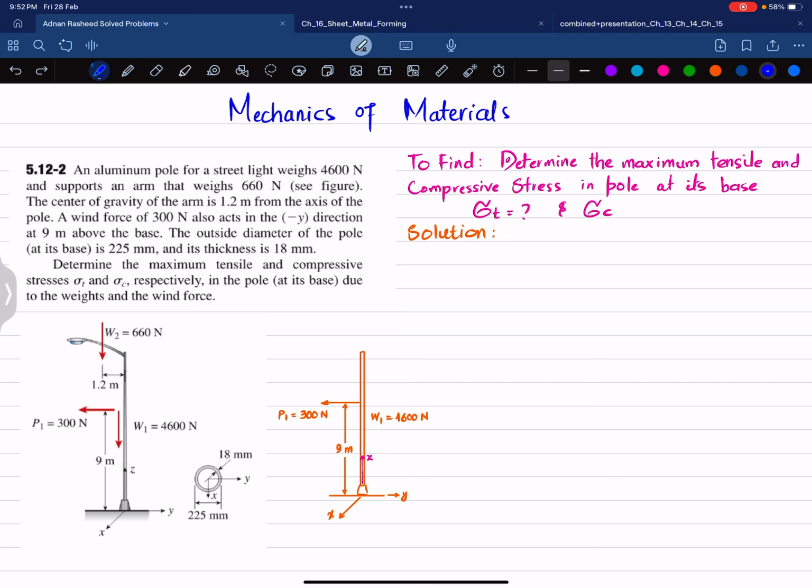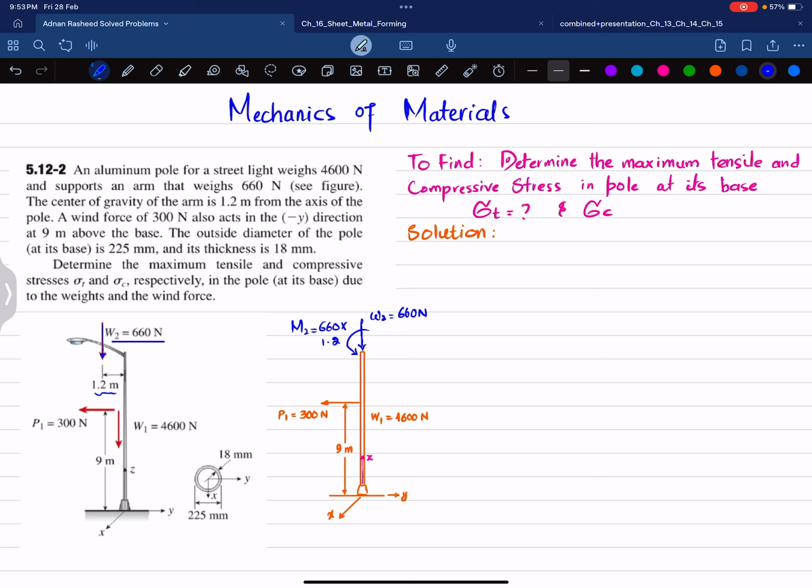The first step is that we move the weight of this street light, that is 660 Newton, to the axis of this pole. So if I move it like this, this is W2 and that is equal to 660 Newton. Since this weight acts at the center of gravity, which is 1.2 meter away from the pole, it will create a moment. This is a counterclockwise moment, so we represent it over here, and this moment M2 will be equal to 660 multiplied by 1.2 meter.